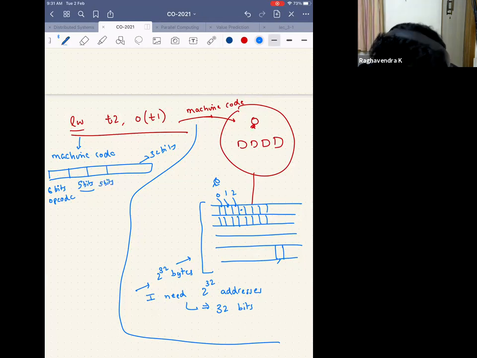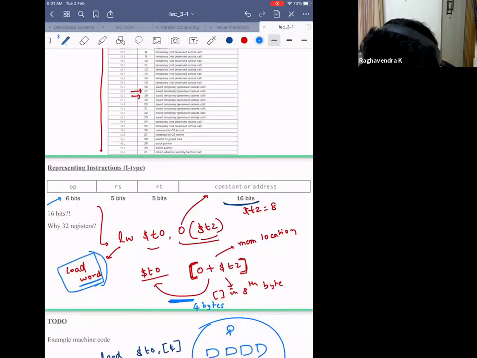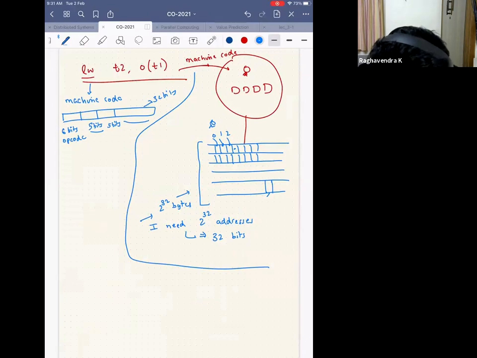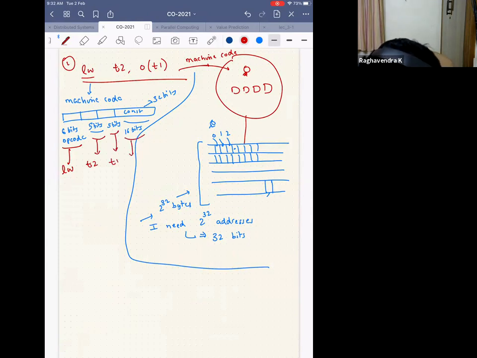There is another register, 5 bits, and I have 16 bits as constant. So it says that this is the constant value. Now, if you look at this, this is the 6 bits opcode for this instruction. For this instruction, 1 is load word. This 5 bits is say T2. This other 5 bits is say T1, and the 0 was represented using 16 bits.